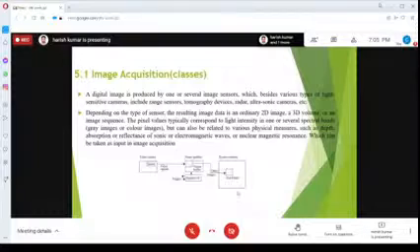Besides, various types of light sensitive cameras include range sensors, tomographic devices, radar, and ultrasonic cameras. Depending on the type of sensor, the resulting image data is an ordinary 2D image, or it may be a 3D volume or an image sequence. The pixel value typically corresponds to light intensity in one or several spectral bands, but can also be related to various physical measures such as depth, absorption, or reflectance of sonic or electromagnetic waves, which can be taken as an input in image acquisition.